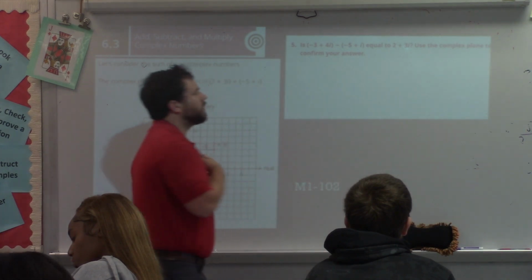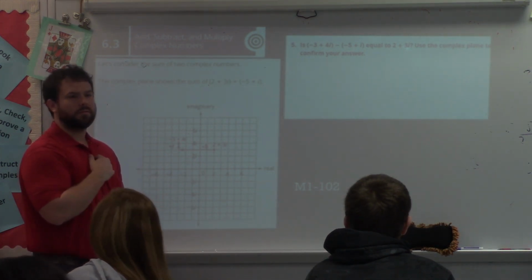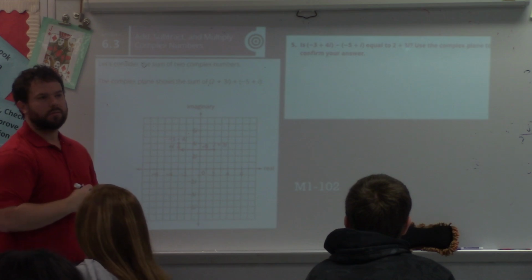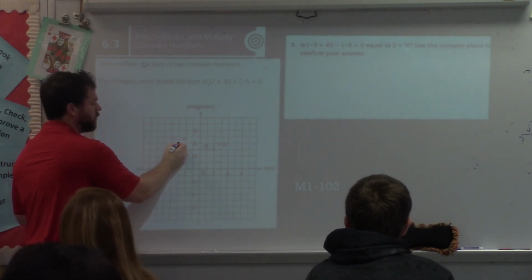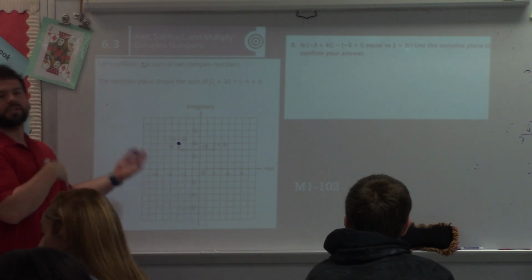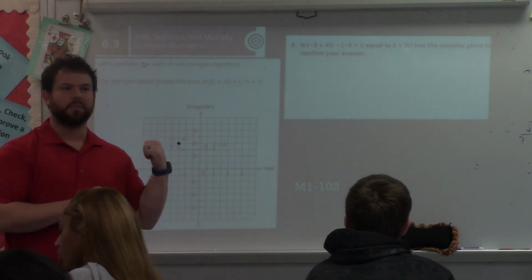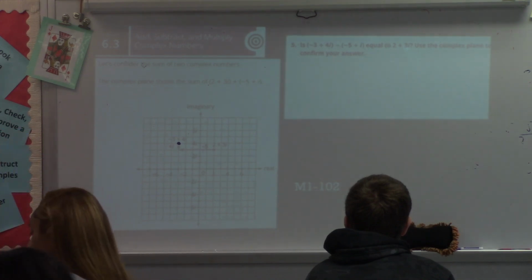Does anyone know where negative 3 plus 4i is? Anyone know where negative 3 plus 4i is? That's where we're starting at number 5. Yes. Where is it? It was literally where we just started, wasn't it? Or where we just ended. So no, that is where we just ended in the previous problem, negative 3 plus 4i. And what are we doing to that negative 3 plus 4i? We're subtracting that negative 5 plus i.